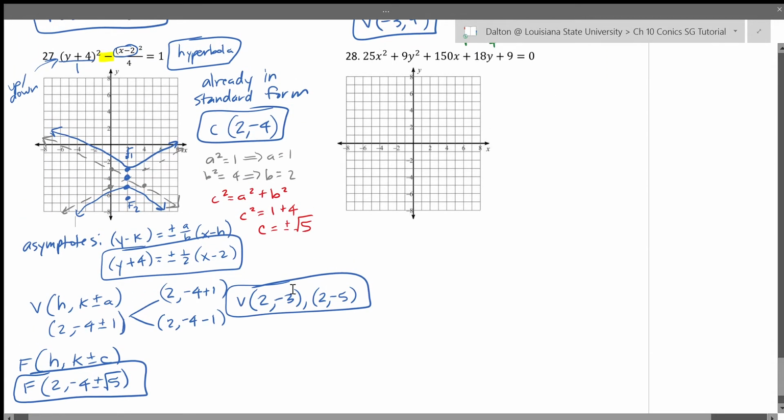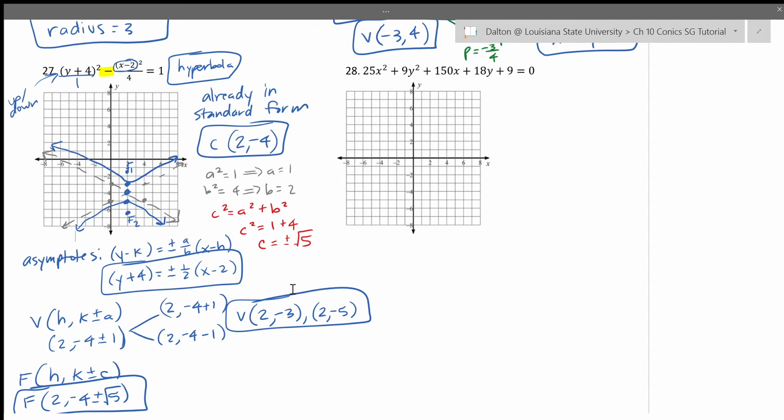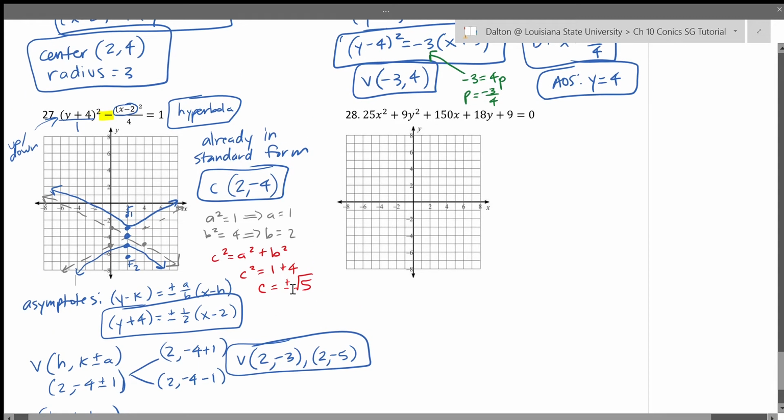All right, last question, number 28. 25x squared plus 9y squared plus 150x plus 18y plus 9 is equal to 0. If I compare A and C, they're not equal. The main thing is that they're both positive. Now, I say they're not equal because in a circle, they're both positive as well, except they're equal. So you need to specify A and C are both positive and they're not equal.